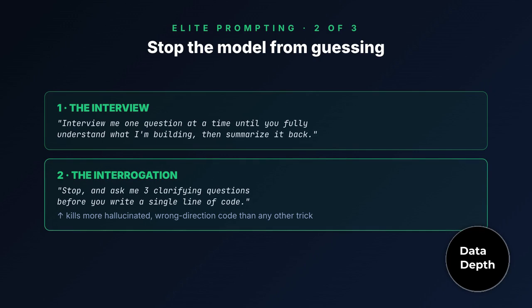Hack 2, the sharper cousin, the interrogation. Add one line to any coding prompt. Stop and ask me 3 clarifying questions before you write a single line of code. That one sentence kills more hallucinated, wrong direction code than any other trick, because it stops the agent from guessing.